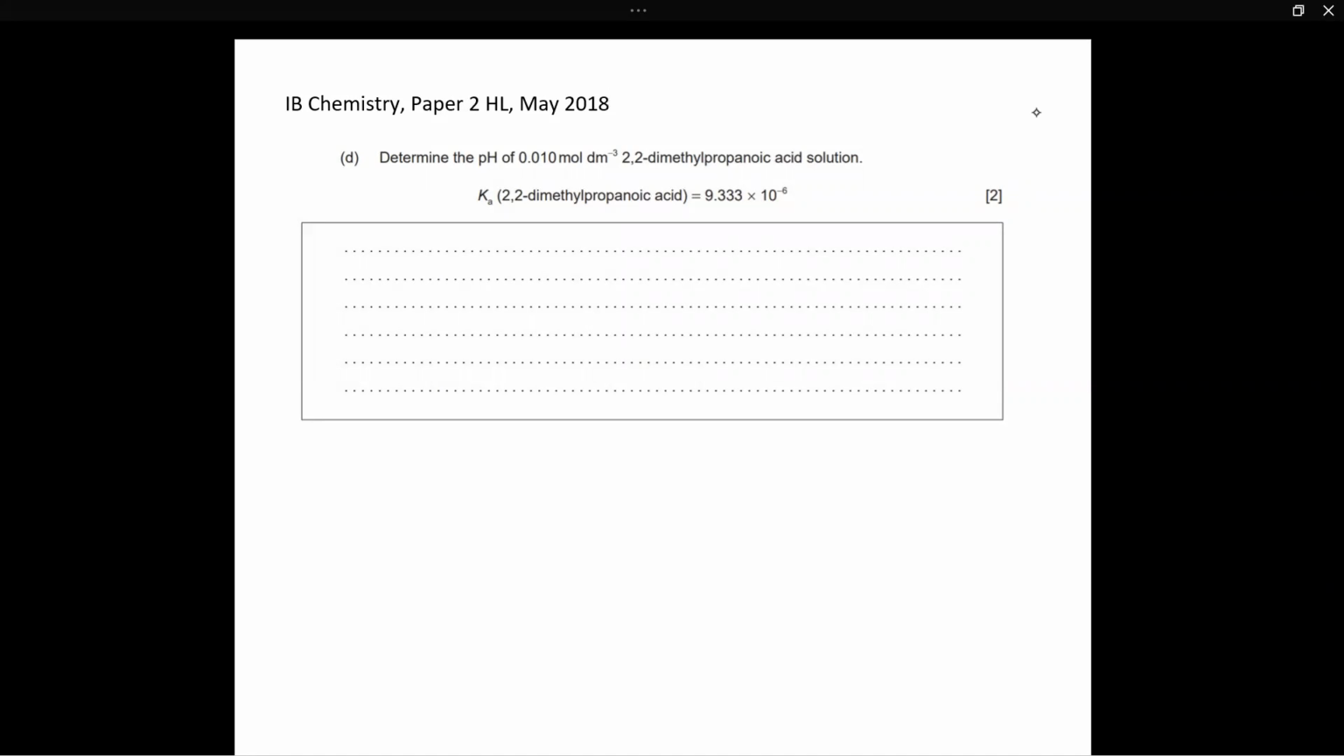So this is the concentration of an acid solution. So this is the acid solution, and this is its concentration. And they have given us the Ka value. So just off the bat, by the fact that there is a Ka value, you can tell that this is a weak acid because we use Ka to measure the strength of weak acids.